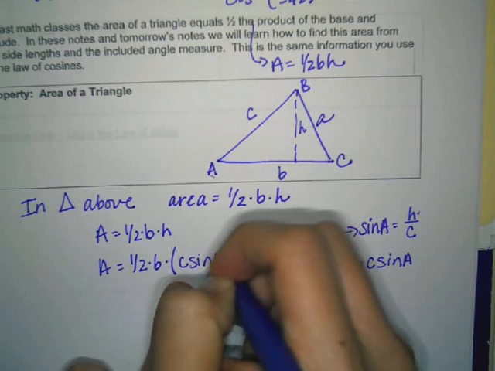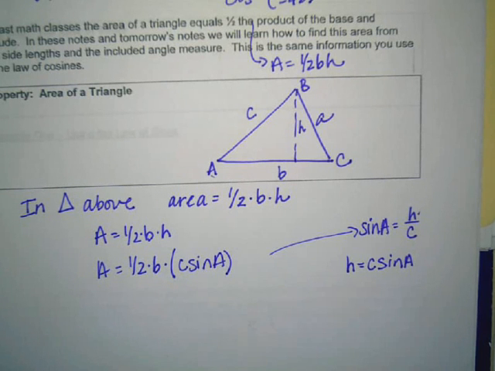Now that's beneficial for two reasons. First reason, a lot of times you're not given the height or the altitude, and you're given the lengths of sides, and at least one angle. Or if you're not given the angle, you can at least find it using the law of cosine. So now you can find the area of any triangle, whether or not you have the altitude or the height. Because before you had to have that.